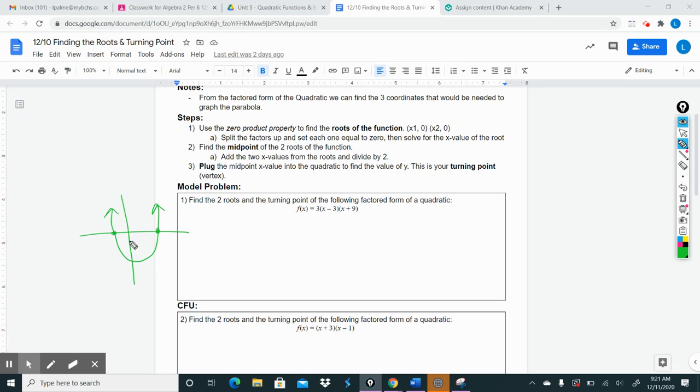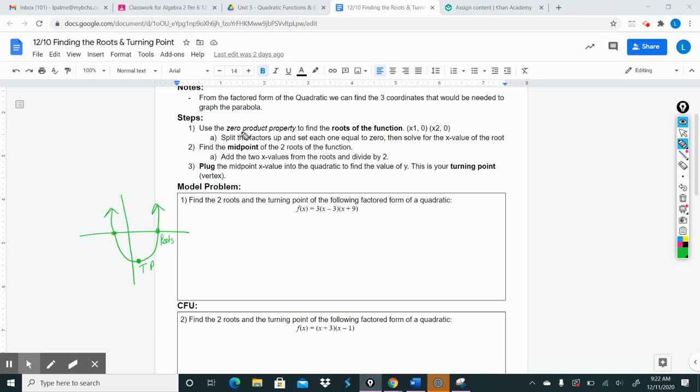You need the three points: the two roots, where the graph crosses the x-axis, known as the x-intercepts or zeros of a function, and the turning point. So today, from factored form of a quadratic, we are going to find the two roots and the turning point. There are 3 steps.